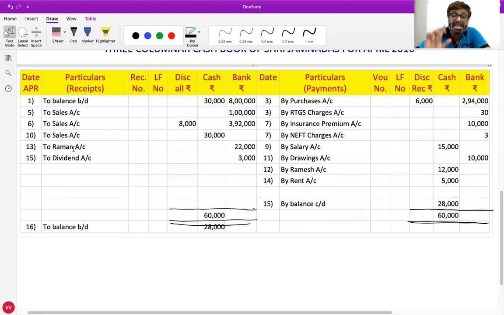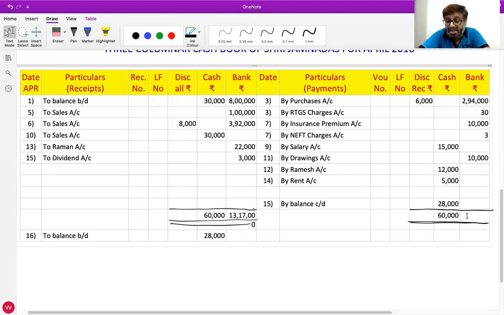Now bank column, any side total can be more because bank gives overdraft also. So tell me, does the debit amounts look more or credit amounts in bank column? Debit. Do it: 8 lakh plus 1 lakh, 9 lakh plus 392, 1292 plus 22, 13, 14 plus 3, 13, 17. Is it 13 lakh 17,000? Yes, sir. Write it on both the sides, 13 lakh 17,000.